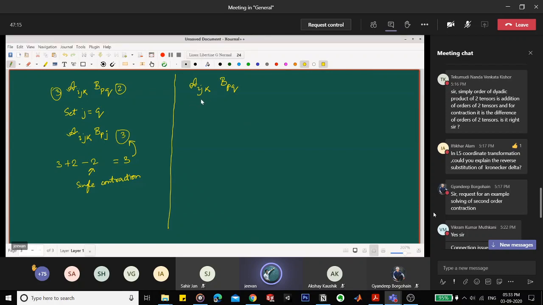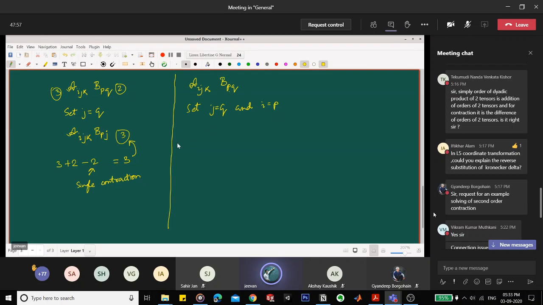Okay, so we have A_ijk as a third order tensor and B_pq as a second order tensor. On this side, we had taken a single contraction between j and q. When we see a double contraction, it basically means that in addition to this kind of equality between two indices, we consider the equality of another two indices. So let's say we set j equal to q, and over and above that, we have many other choices, but let us say that we set i is equal to p.